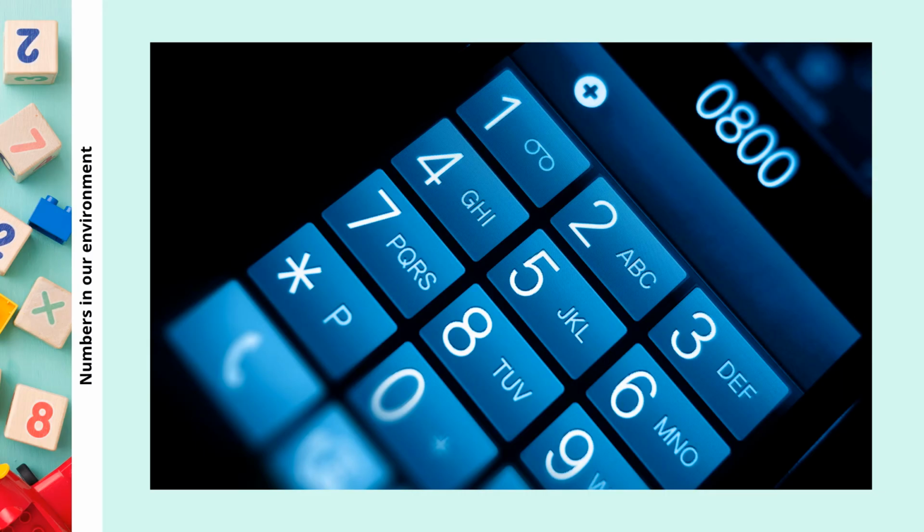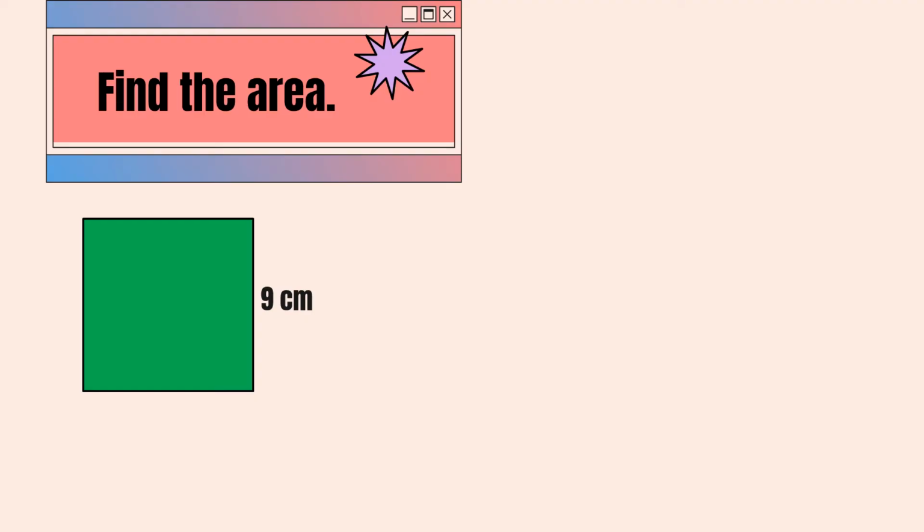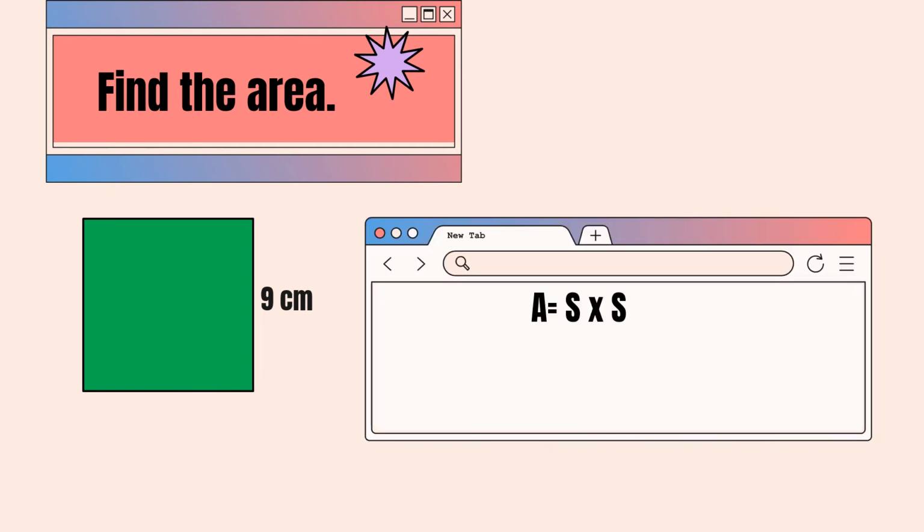So let's have some examples. Let's calculate. For number 1, we're going to find the area of the square. Look at the figure here. One side is equal to 9 centimeters. Do you still remember our formula for finding the area of a square? That's great. All you need to do is multiply side times side.